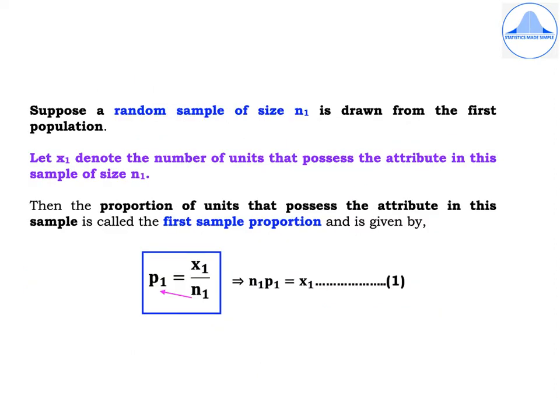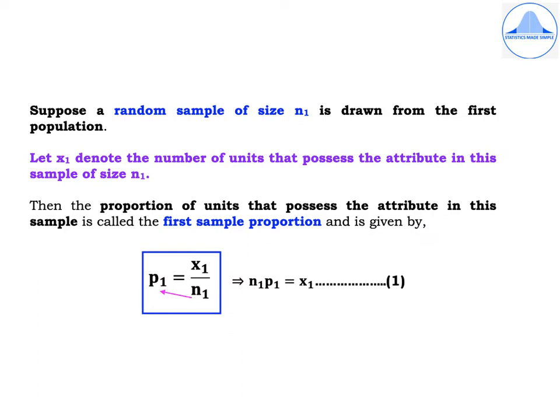Suppose a random sample of size n1, the sample size here is denoted in terms of small n, is drawn from the first population. Then let x1 denote the number of units that possess the attribute in this sample of size n1. Then the proportion of units that possess the attribute in this sample is called the first sample proportion and is given by p1 equal to x1 divided by n1.